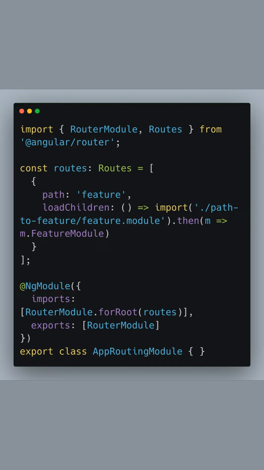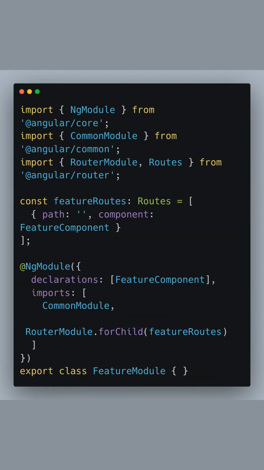This function uses dynamic import, indicated by the import call, to return a promise. This promise resolves with the feature module when this path is accessed. This technique is what we refer to as lazy loading, which greatly improves our app's initial load time.